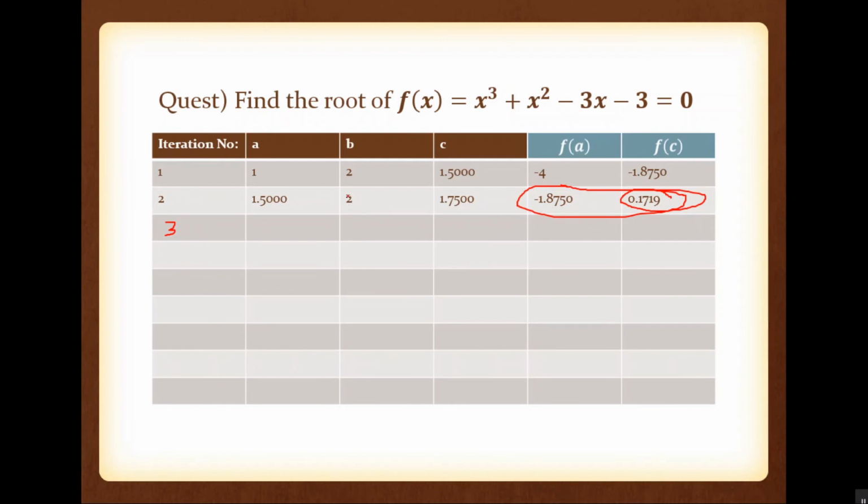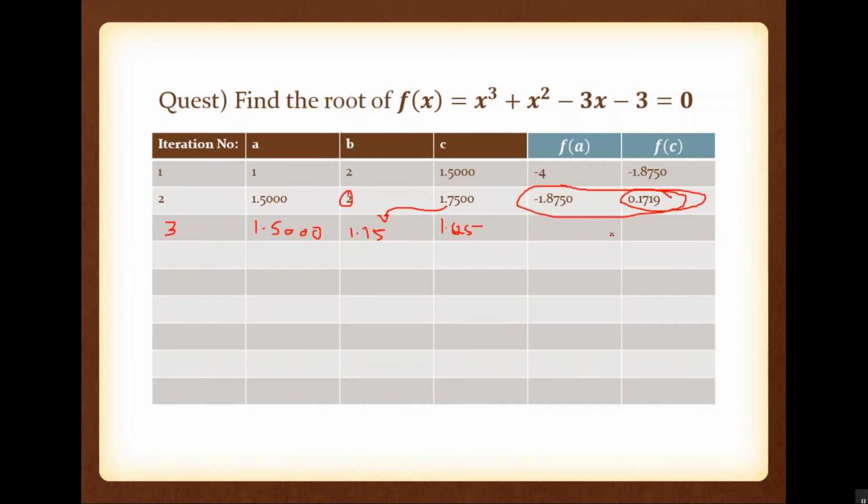So we have to replace b with c. Copy this c into b, so we have 1.75. There is no need to replace a, so a is 1.5. Now what is the new c? Again, the midpoint of these two, you can easily find that the midpoint is 1.625. Okay, so you have to continue this one.